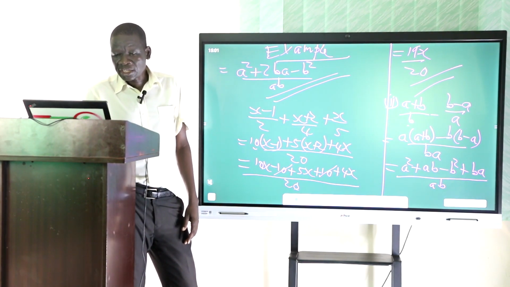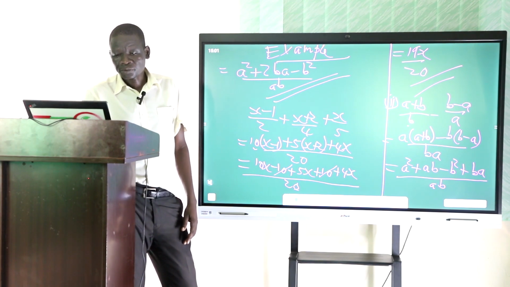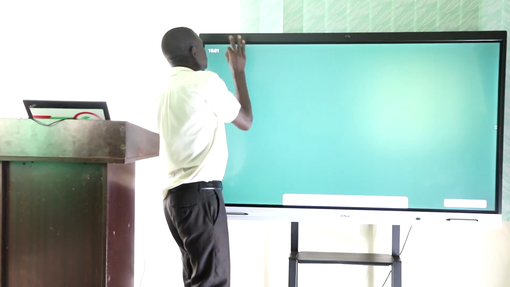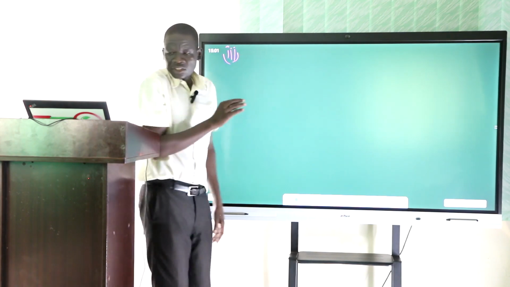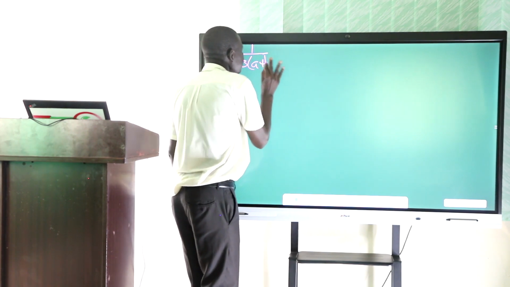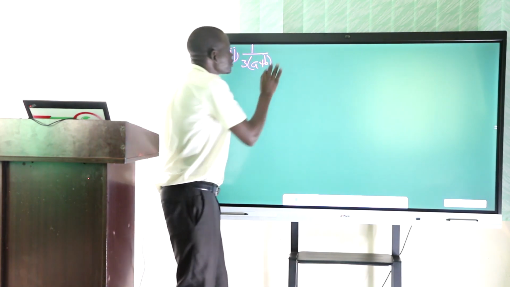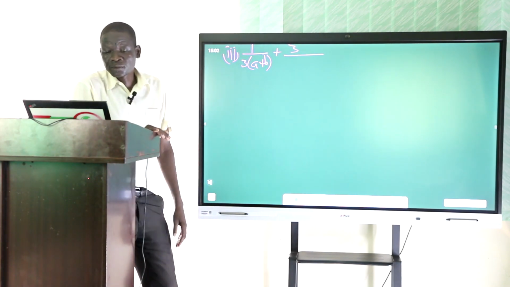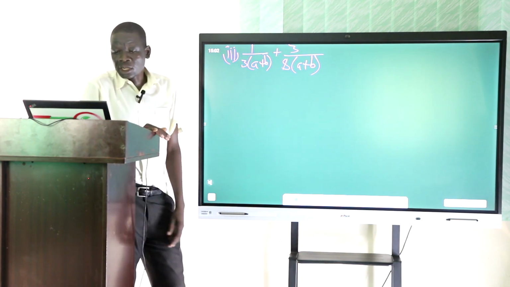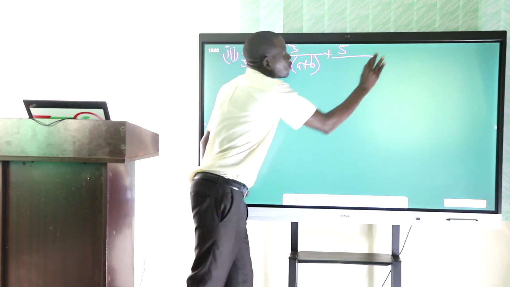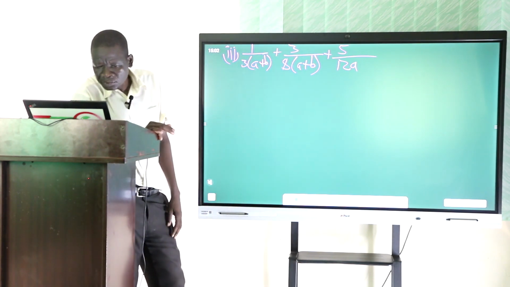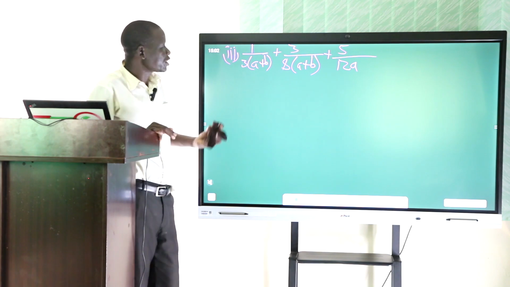We can look at another example, that is Roman 3. It is saying simplify 1 over 3 into (a plus b) plus 3 over 8 into (a plus b) plus 5 all over 12a, like that.